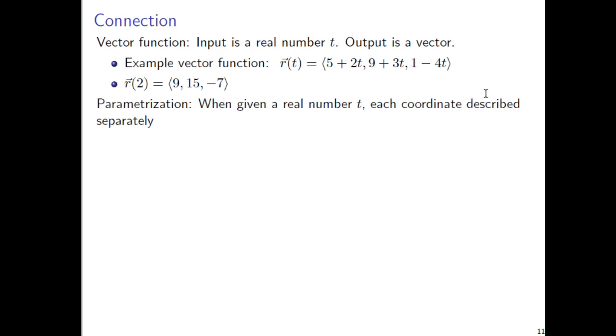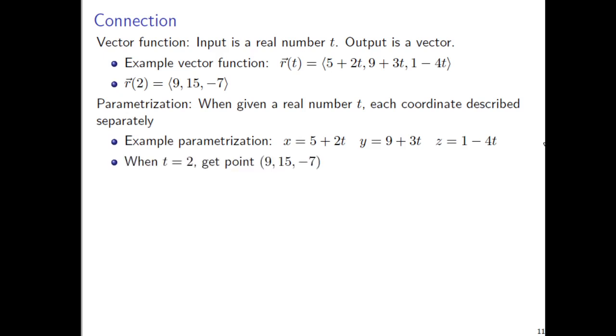Now let's think about parametrization. When you're given a real number, each coordinate is described separately using a separate formula, right? So for example, our parametrization is x equals 5 plus 2t, y equals 9 plus 3t, z equals 1 minus 4t. If you stare at it in this format, you might recognize this parametrization as a parametrization of a line in three-dimensional space. And when you plug in t equals 2, you get the point (9, 15, negative 7).